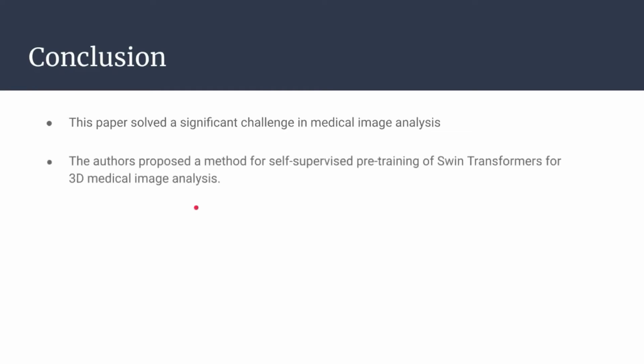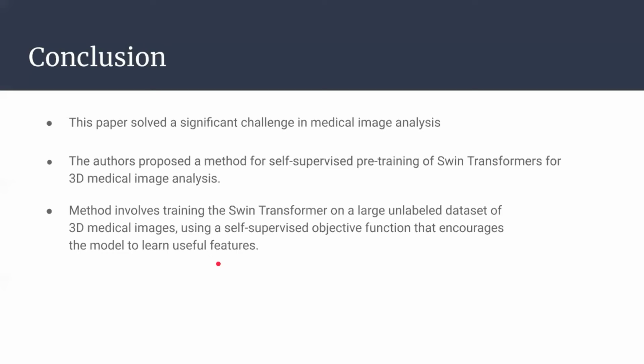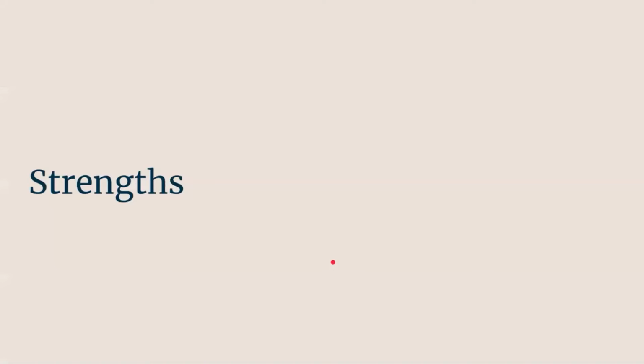So this paper solves a significant challenge, because previously, they addressed the lack of unlabeled data. So this is a good paper. The authors proposed a method for self-supervised pre-training of Swin transformers for 3D medical image analysis. The method involves training the Swin transformer on a large unlabeled data set of 3D images using a self-supervised objective function that encourages the model to learn useful features. The paper achieved state-of-the-art results. What matters. So this is, I would say, a 4-star paper, very good paper.